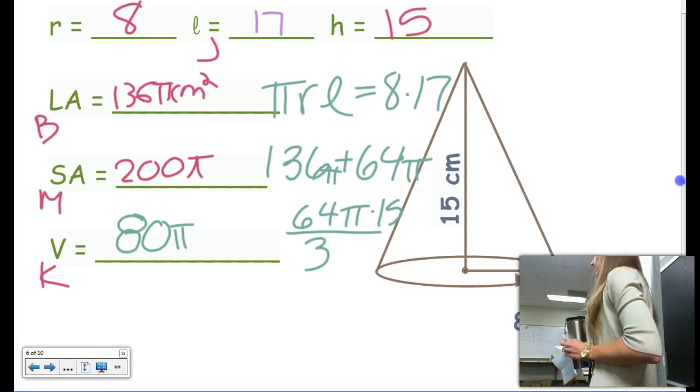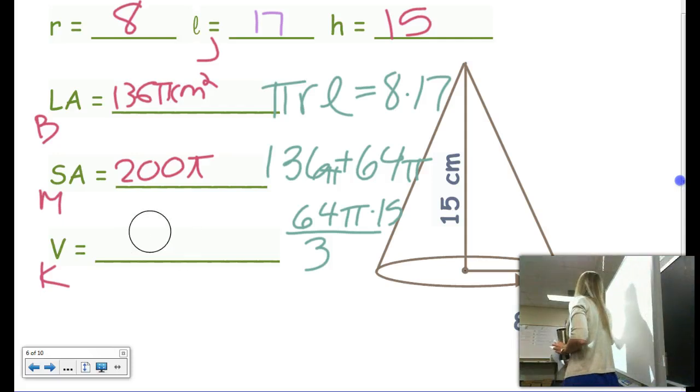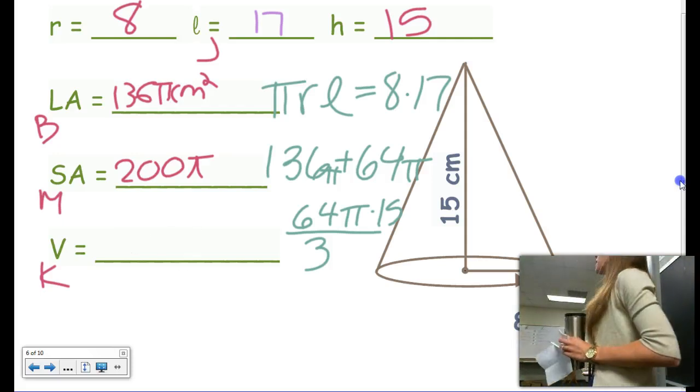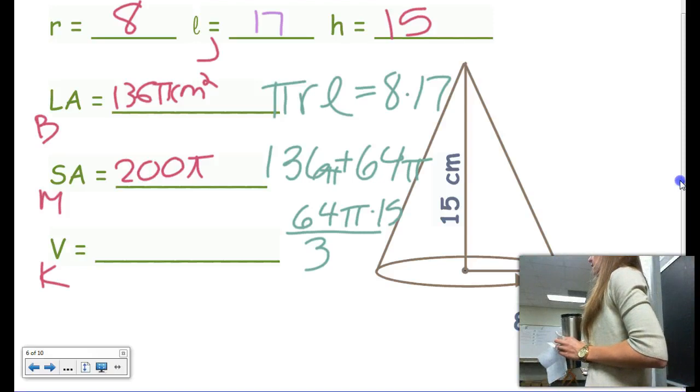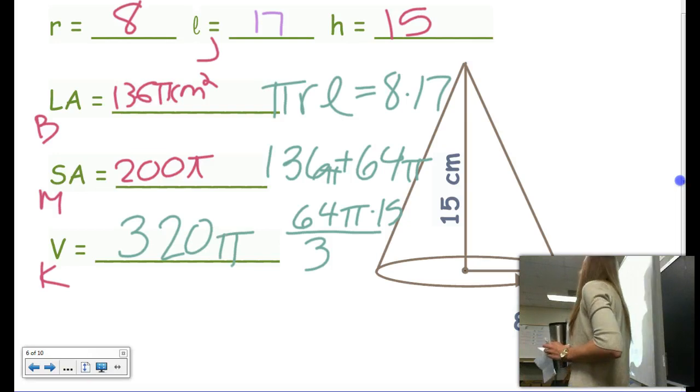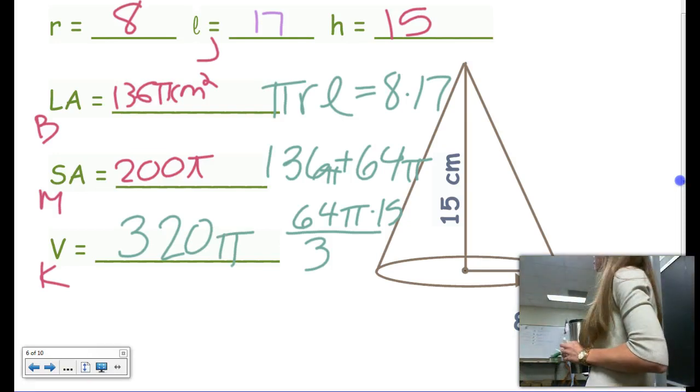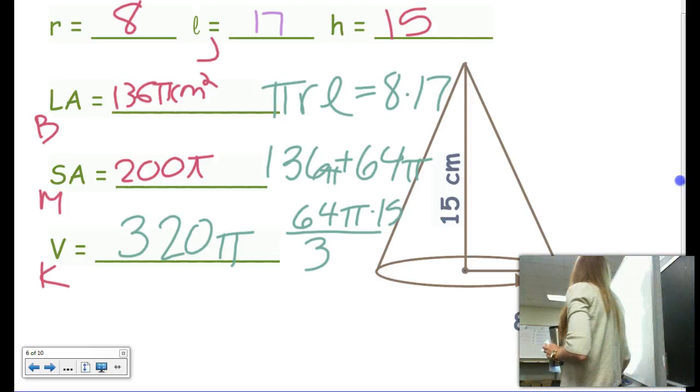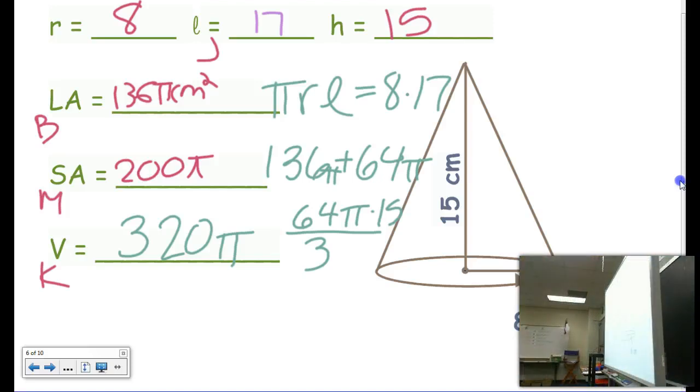Kendall? What are you doing? It's not right. 64 times 15 divided by 3. What's your new answer? Do you know what you did wrong? Did you forget the height? No, I found the circumference. You found the circumference, so we don't need circumference for volume. We want the volume, so we need the area of the base, not the circumference of the base.